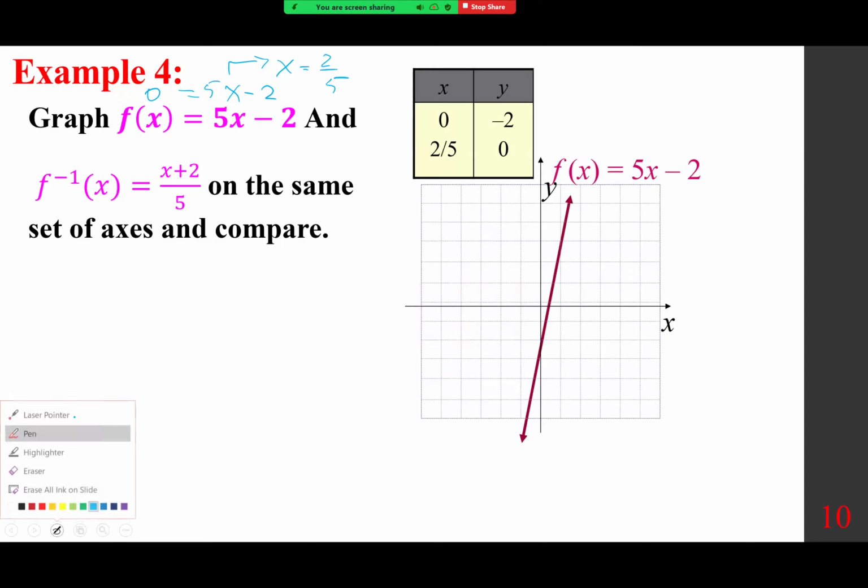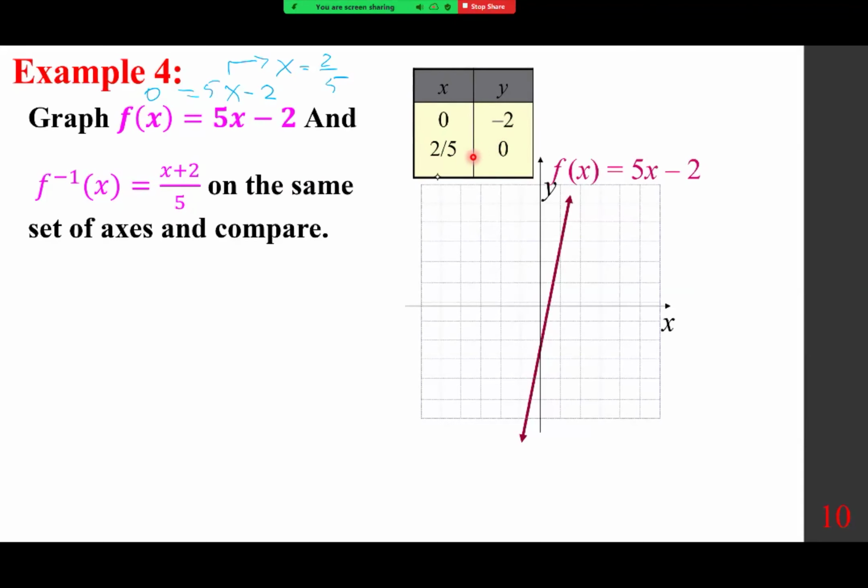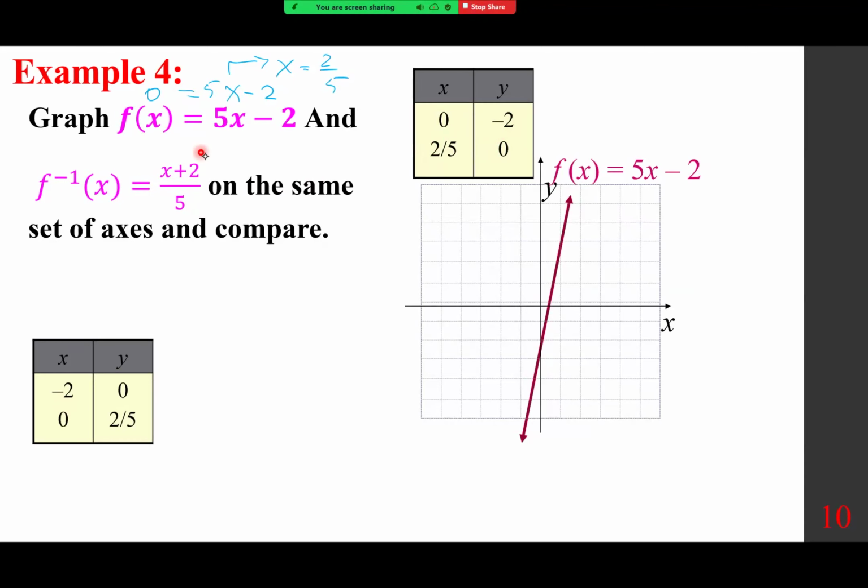So 0, minus 2 and 2/5, 0. Now, to graph the inverse, I hope you recognize quickly the pairs are, so 0, minus 2 becomes minus 2, 0, and 2/5, 0 becomes 0, 2/5. And you can try it if you just plug it in. So you can find those pairs, minus 2, 0, and 0, 2/5, so somewhere here, and you connect them, and that gives you f inverse of x, which is x plus 2 over 5.